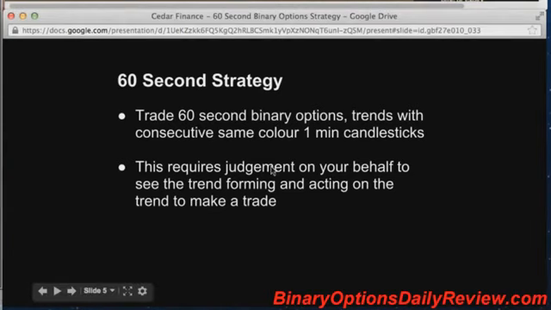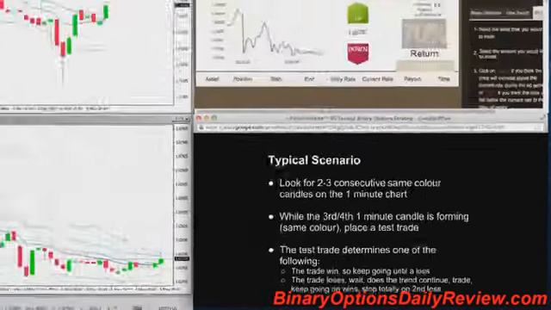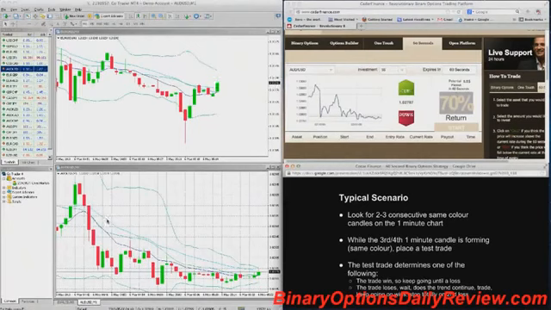So this strategy requires judgment on your behalf to see the trend forming and act on the trend to make the trade. A typical scenario is to look for 2 to 3 consecutive same color candles on the 1 minute chart. While the 3rd or 4th 1 minute candle is forming, place a test trade. The test trade determines one of the following. If the trade wins, you keep going until you get a loss. So you might get 2 or 3 trades in before you get a loss, so you would have won 75%, which means you're going to win more than you've lost there.